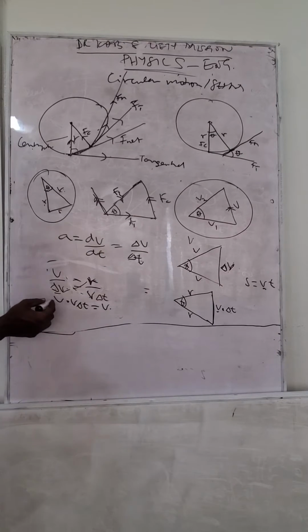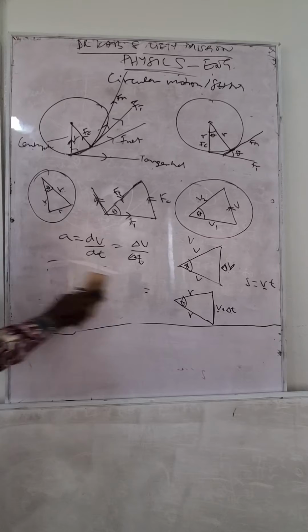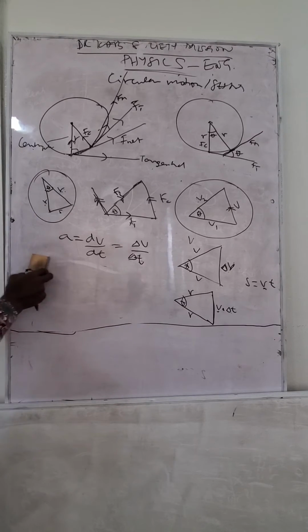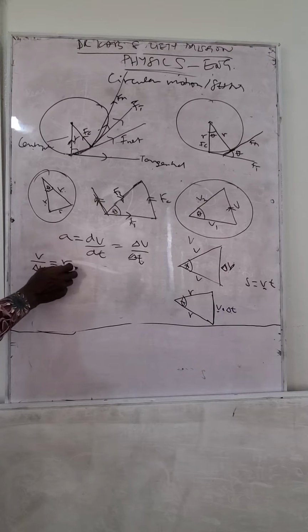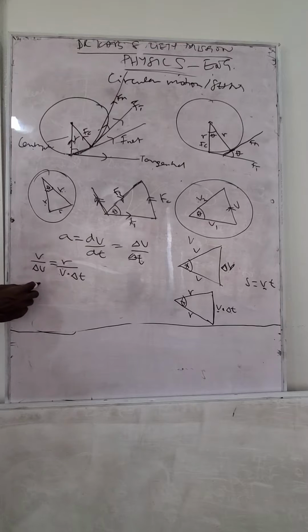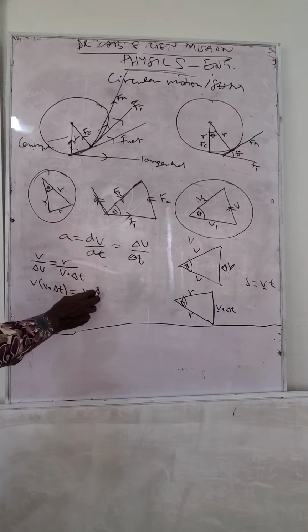Now from here, let me put it here. From these two relationships, we're going to have V over change in V is equal to R over V times change in T. Let this V come here. So we get V into bracket V change in T equal to R change in V.